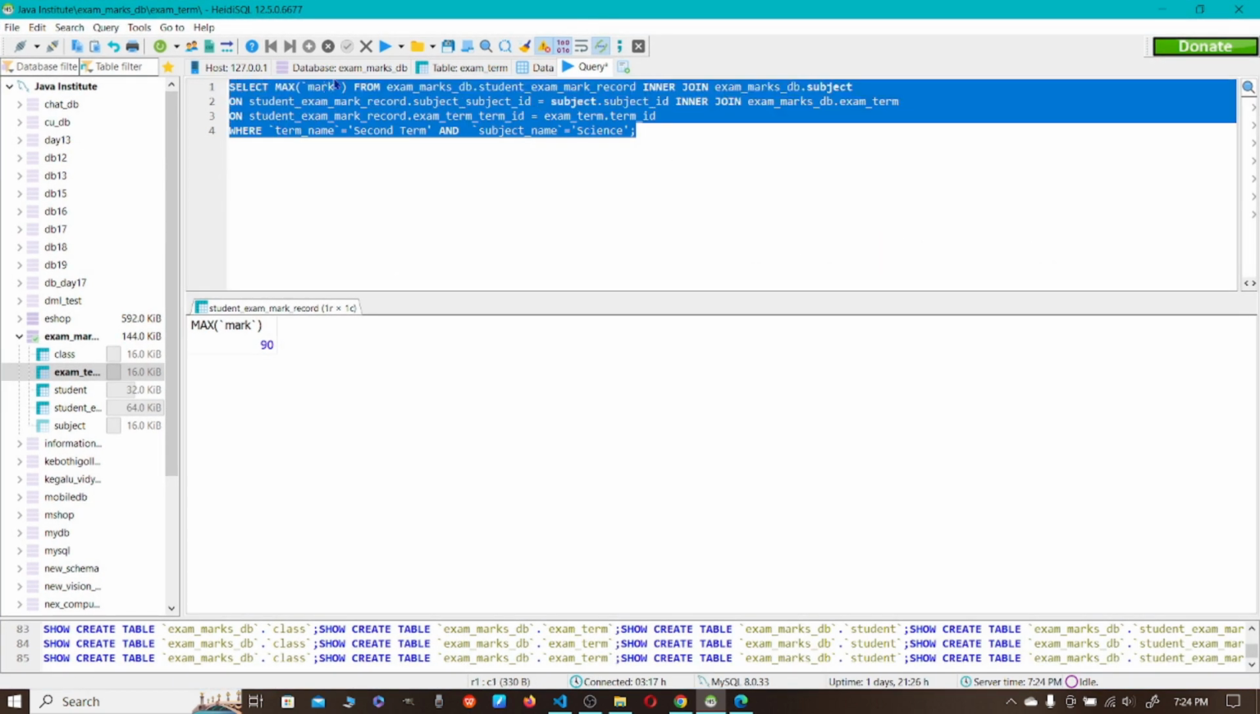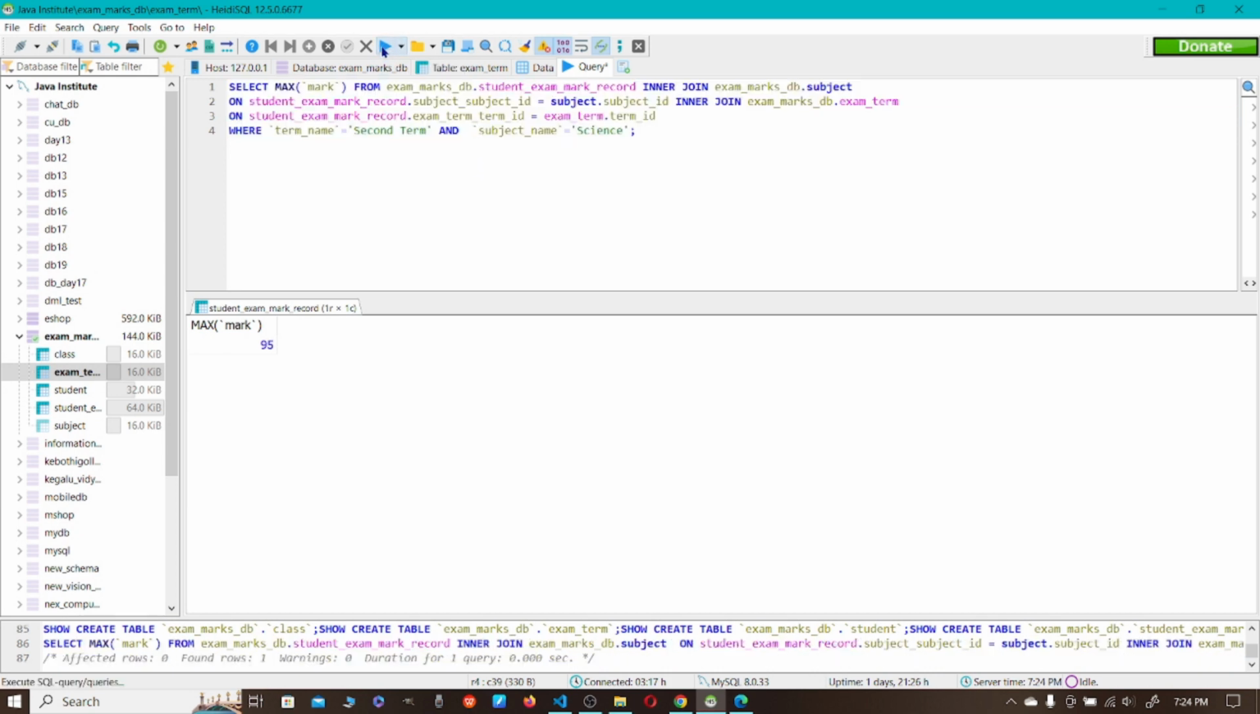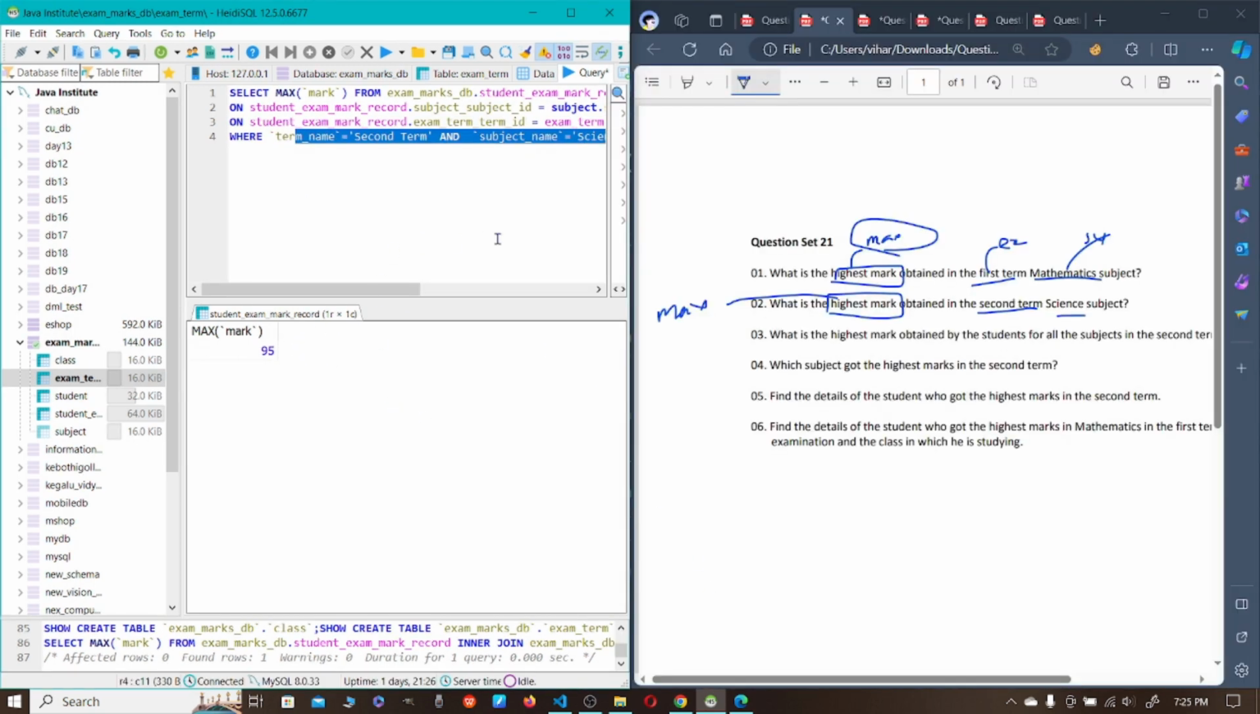So this is our second query. Let's execute and see. So we got the answer as 95. So the maximum mark received for the science subject in the second term is 95. So let's see our third question.